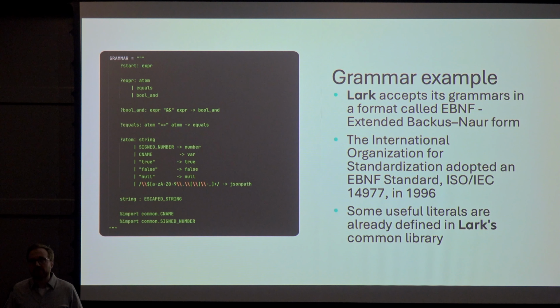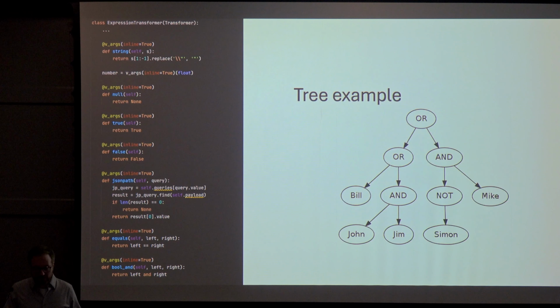Also, Lark gives you some predefined shortcuts, right? You can see at the bottom, it's import signed number or CNAME or things like that, escape string. It's just a library of macros, basically, to include in your grammar, right? Then you get a syntax tree when you parse it.